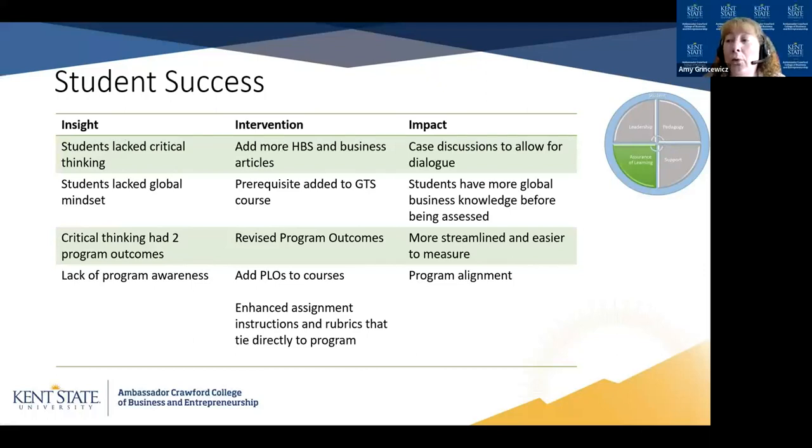And so what we did was we redesigned some of the courses. We saw that students were lacking in critical thinking. Part of that was our business strategy course at the time was very textbook heavy. So we threw away the textbook and redesigned the course with Harvard business cases and other business articles, and that has really allowed for a lot of critical thinking and case discussions to come through.